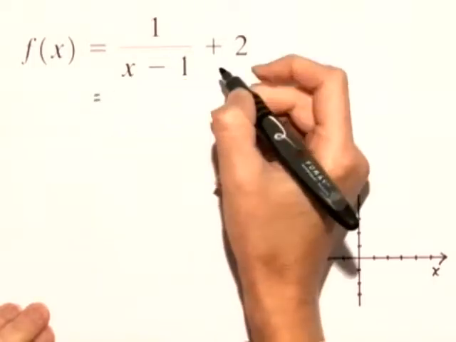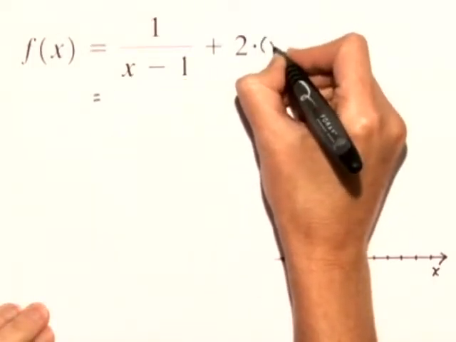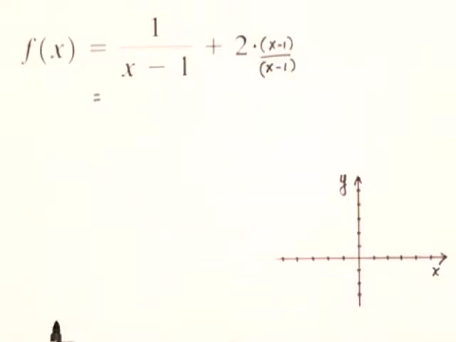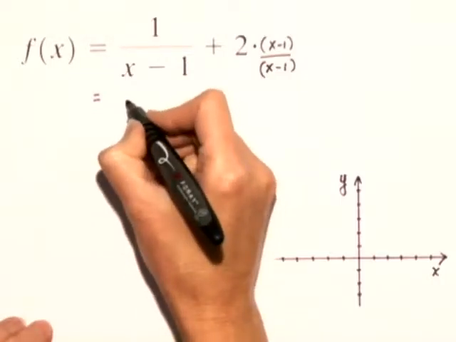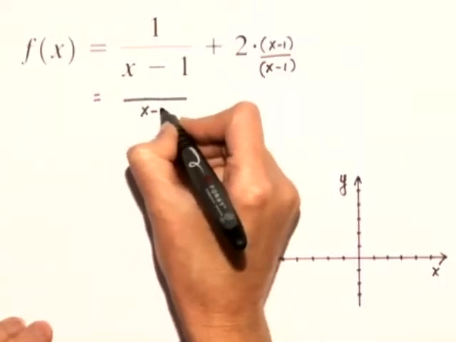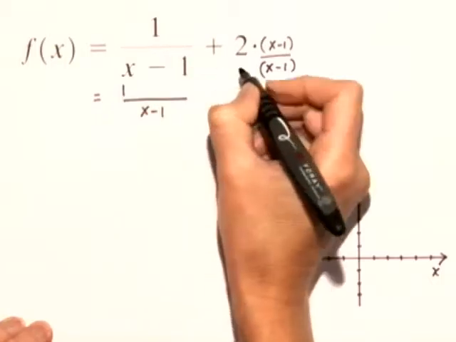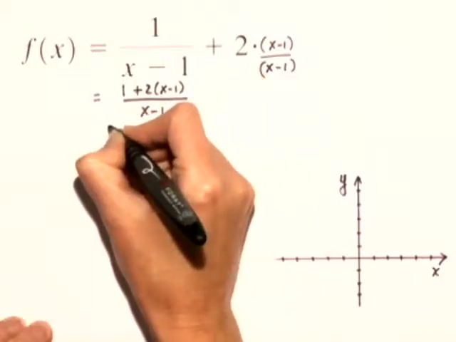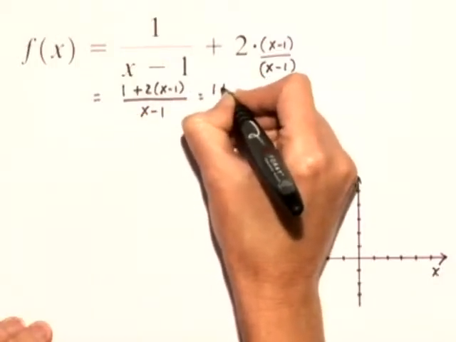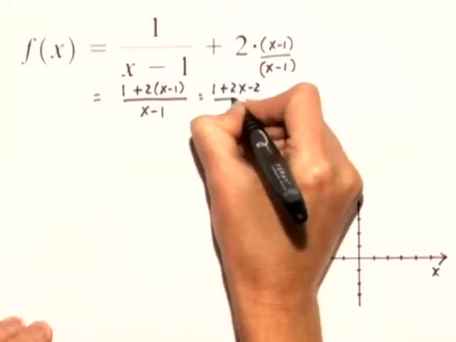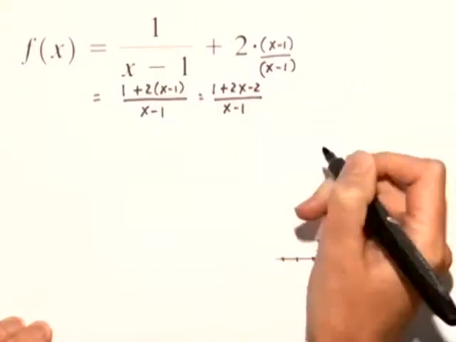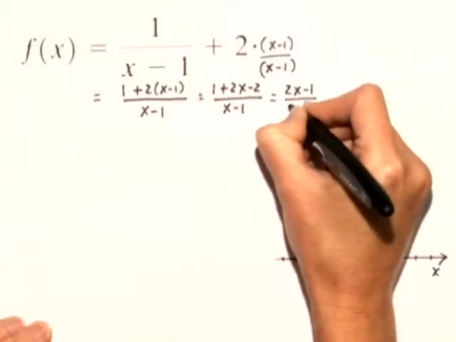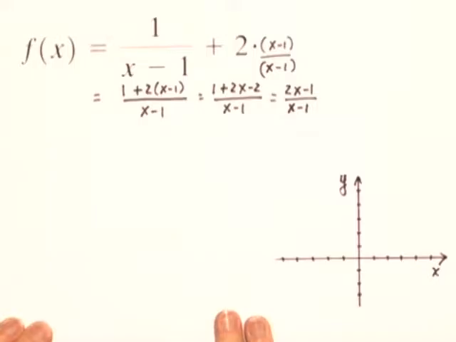So we'll rewrite this by simply taking the 2 and multiplying it by x minus 1 over x minus 1 to get the common denominator. And when we do that, we'll have the common denominator of x minus 1, and we'll have 1 plus 2 times the quantity x minus 1, which gives us 1 plus 2x minus 2 over x minus 1, and that just simplifies to 2x minus 1 in the numerator over x minus 1 in the denominator.